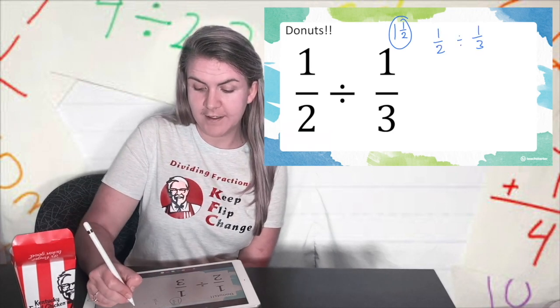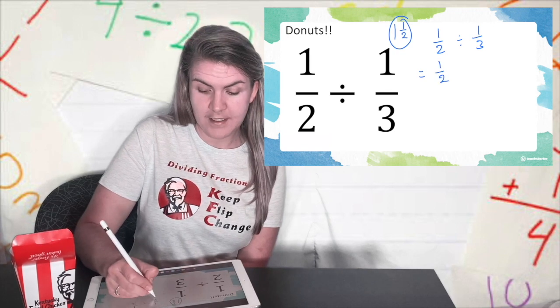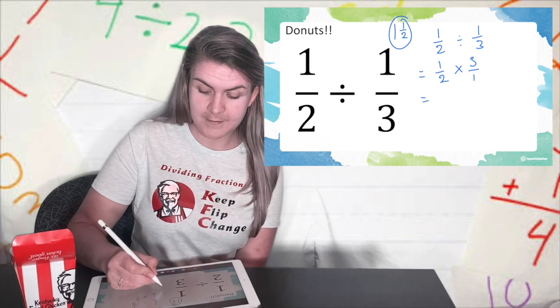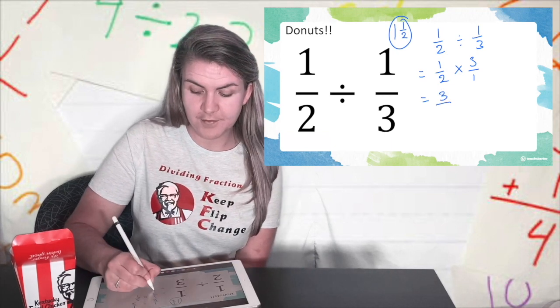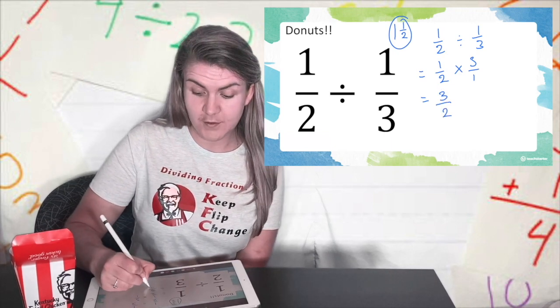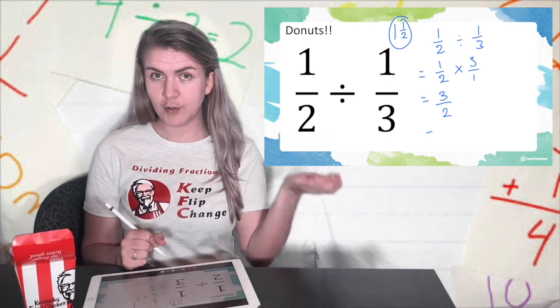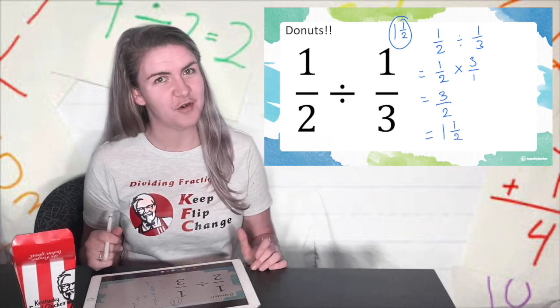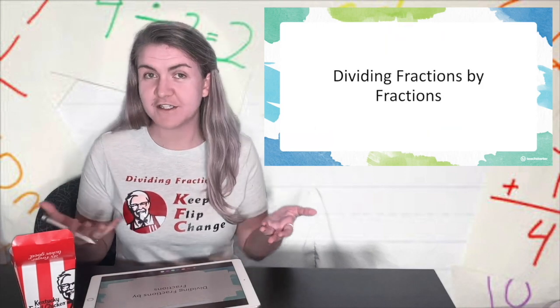Bit tricky. Okay, let's test this theory that it's 1.5 groups using KFC. 1/2 divided by 1/3. Keep the first fraction, flip the second fraction, change to a multiplication. 1 times 3 is 3. 2 times 1 is 2. How many times does 2 go into 3? Well, that's 1 with 1 left over. We're right.